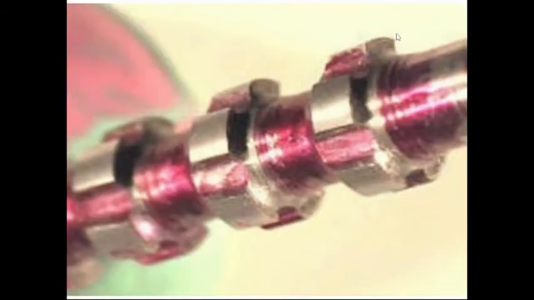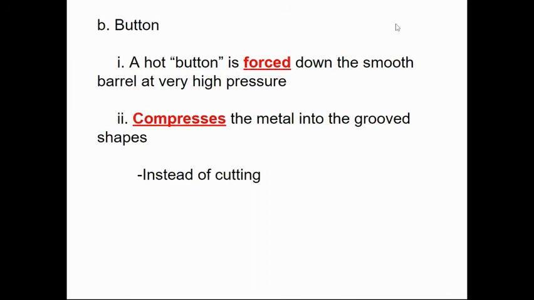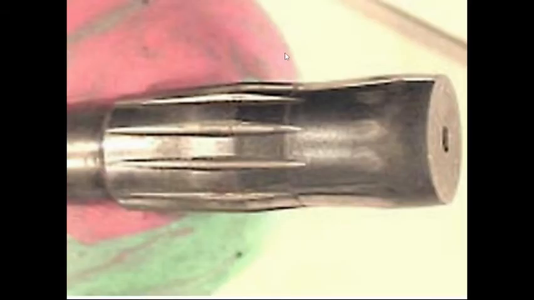Okay, so we have got broach cutters. A button is forced down the smooth barrel, and then it compresses the metal into the grooved shape. So instead of cutting it, you're compressing it, and that thing is hot. So that's called a button. And this thing is forced into it.